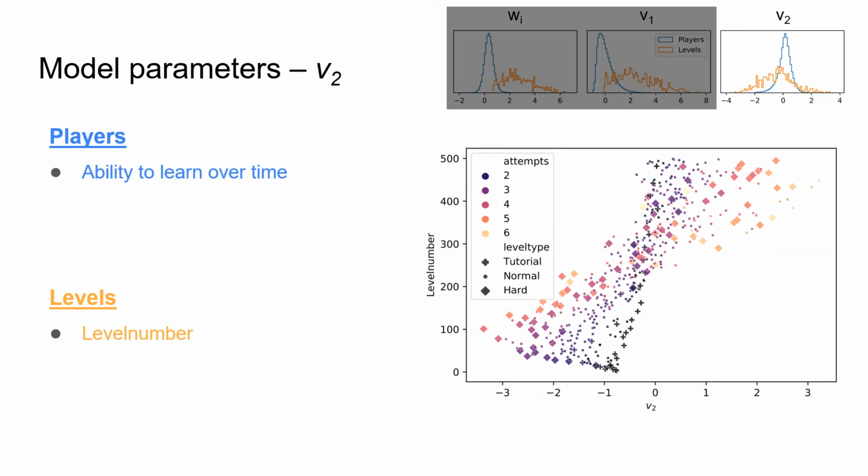For the second latent factor, V2, the results are less clear. For both the levels and the players, the values are all centered around 0, and on the graph to the right, we can see a clear dependence on both the level number and the average number of attempts on the level. We therefore interpret the parameter as some kind of time-dependent descriptor, which for the players captures their ability to learn over time relative to the rest of the player base on these levels.